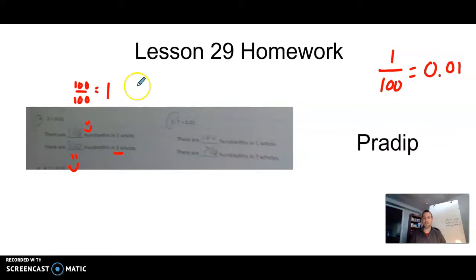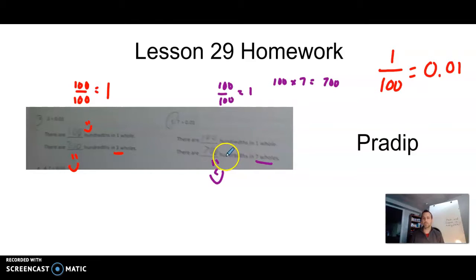Right? He did the same thinking when it came over to the letter F. Again, 100/100ths equal 1 whole. So then how many are in 7 wholes? Well, it's really going to be 100/100ths times 7. There's going to be 7 of them. Going to give you 700, and he's got it. Nailed it. Awesome work, Pradeep.